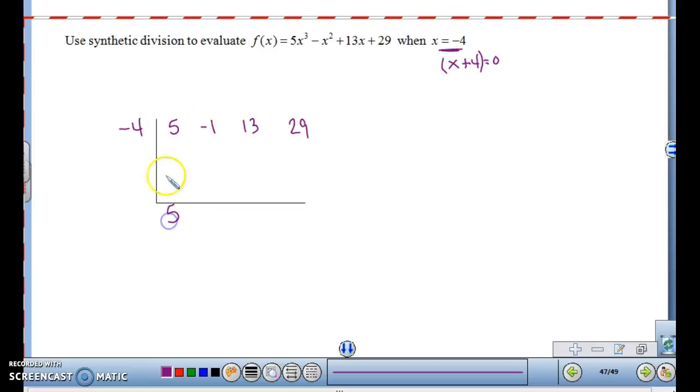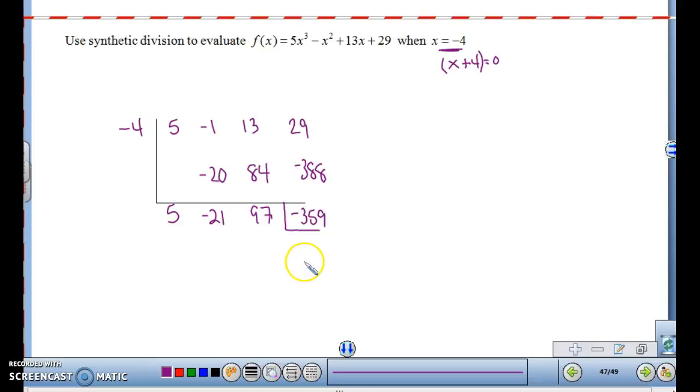Bring the 5 down, multiply by -4. -4 times 5 is -20. -1 plus -20 is -21. -4 times -21 is 84. Negative times a negative is a positive, be careful. And then 13 plus 84 is 97. And then 97 times -4 is -388. And 29 plus -388 is -359. Okay, so what we just figured out is the remainder is -359.